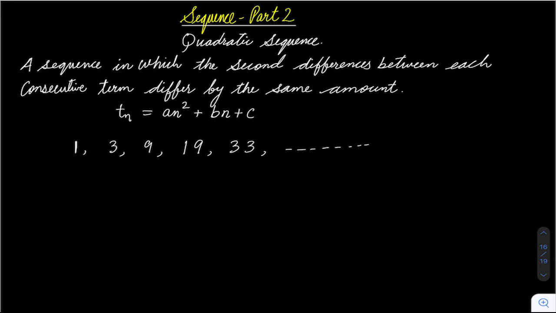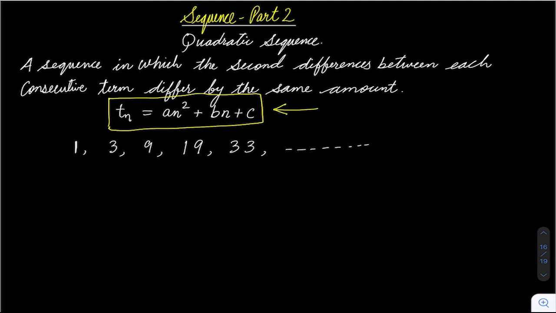Now what is a quadratic sequence? A sequence in which the second differences between each consecutive term differ by the same amount. That is a quadratic sequence. And in a quadratic sequence, the nth term will look like a quadratic, that is an squared plus bn plus c. So you can see my nth term will be a quadratic in n. That's why it's called a quadratic sequence.